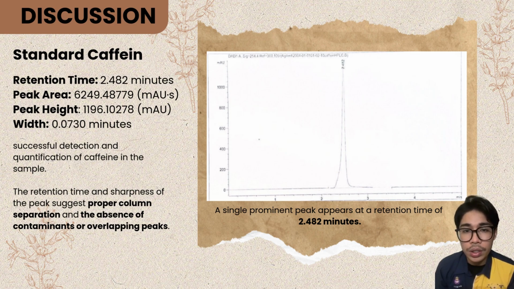Achieving effective separation, the absence of additional peaks further supports the purity of the sample and the accuracy of the method. In summary, the HPLC analysis of the standard caffeine sample confirms accurate detection with a retention time of 2.482 minutes. This result provides a solid baseline for comparing caffeine presence in other samples.